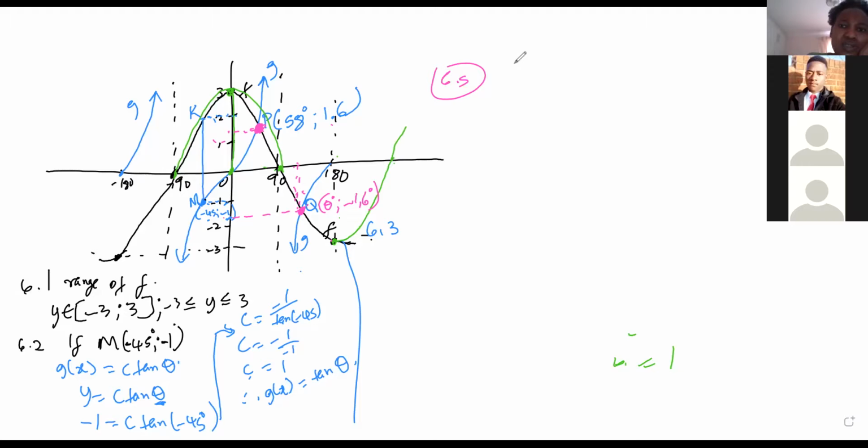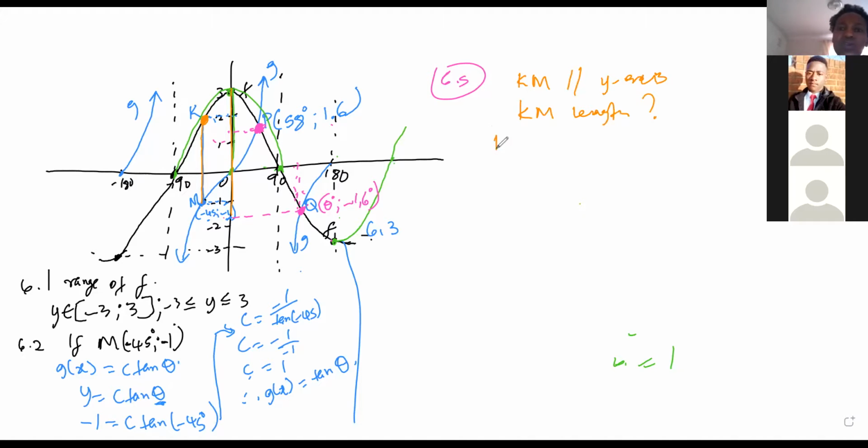Which colors haven't I used? Let me use orange. There's K. K lies on F such that KM is parallel to the y-axis. So KM is parallel to that. You know, parallel lines, they have the same gradient. Okay, that's that. Then they say calculate the length of KM. So they said KM is parallel to the y-axis. Then they want you to get the length of KM.